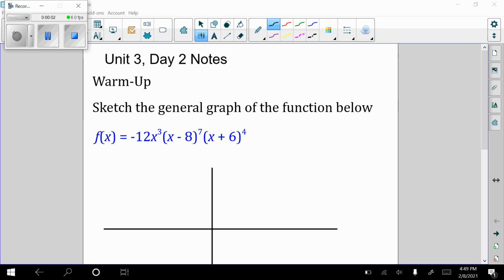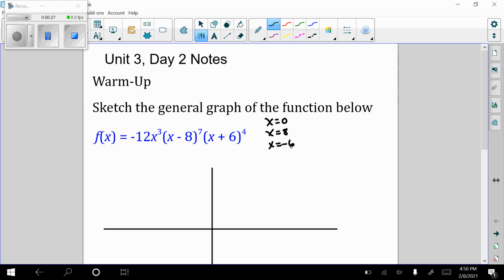All right, Unit 3, Day 2, more polynomial review. Okay, so real quick, let's go through what we did in Day 1 notes. We're going to sketch a graph. So the first thing we need to do is identify our zeros. So I have x equals 0, x equals 8, and x equals -6.